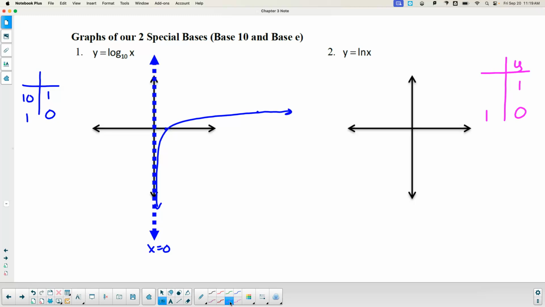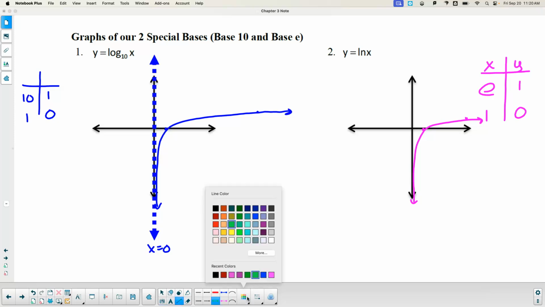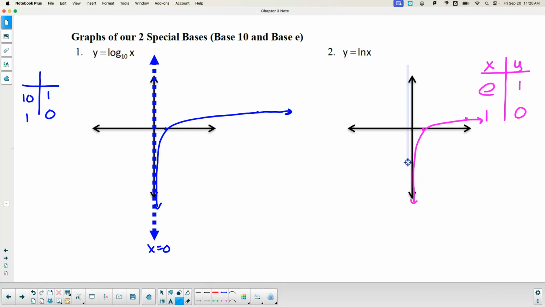Okay? E to the first power is 1. So I would go through 1 comma 0 and then 2.7-ish comma 0. So there would be there, and then we would have our vertical asymptote there of x equals 0. Okay? Love it.